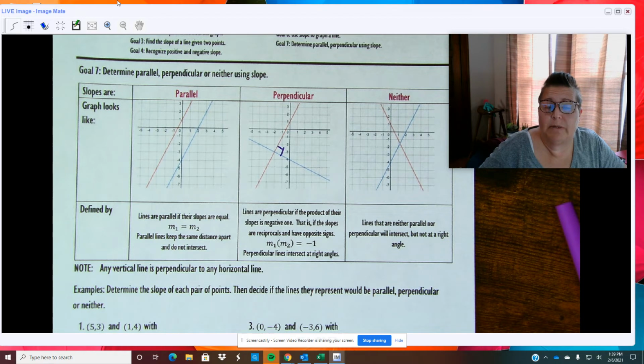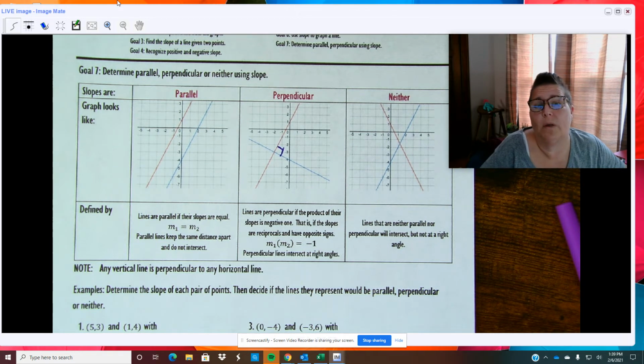Our tell for perpendicular lines is that their slopes, if you multiply them together, will equal a -1. The product of the slopes of perpendicular lines is a -1. That is, the first slope times the second slope has to give you a -1 when you multiply it. What that looks like is that the 2 slopes will be reciprocals and opposite signs.